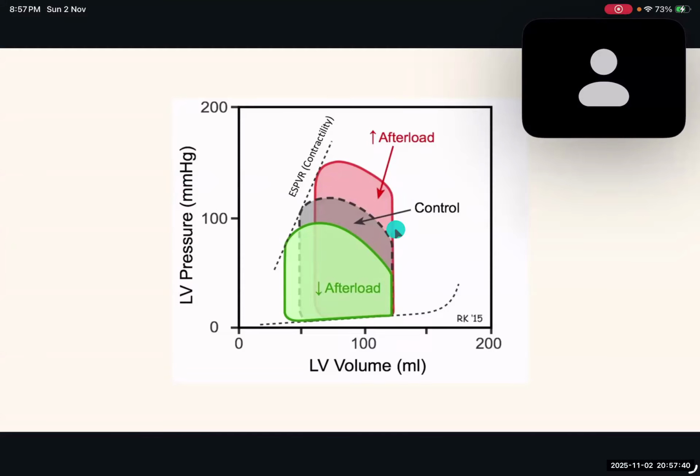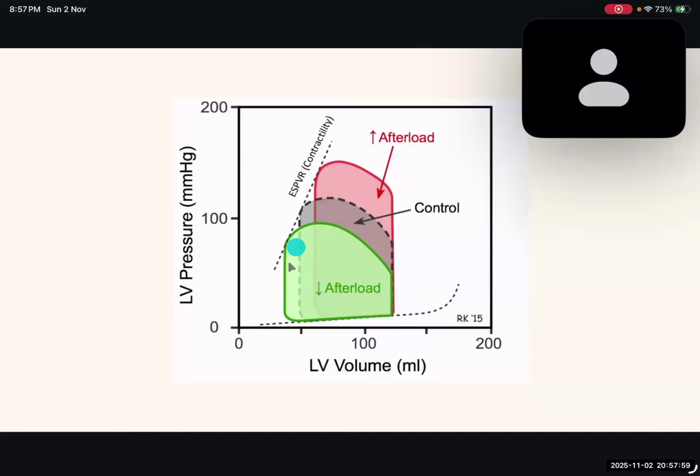Now let's see what happens when we reduce afterload. If it's easier for the valve to open, we'll have a lower line. Isn't that correct? So it's easier to push the aortic valve open. Thus, the left ventricular pressure will reach a lower peak, okay?